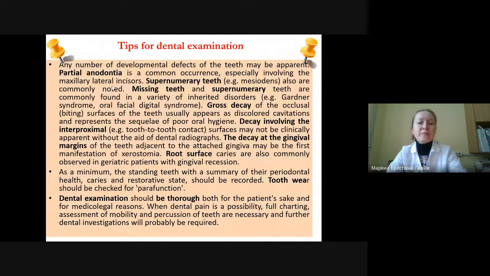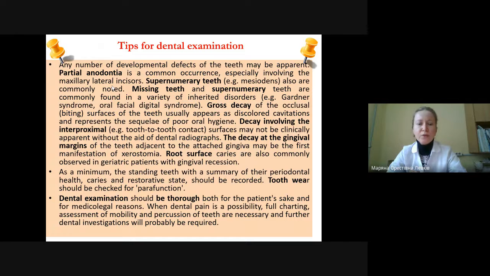Here you have tips for dental examination. Any number of developmental defects of the teeth may be apparent: partial anodontia, supernumeraries, missing teeth, and these can be found in a variety of inherited disorders.